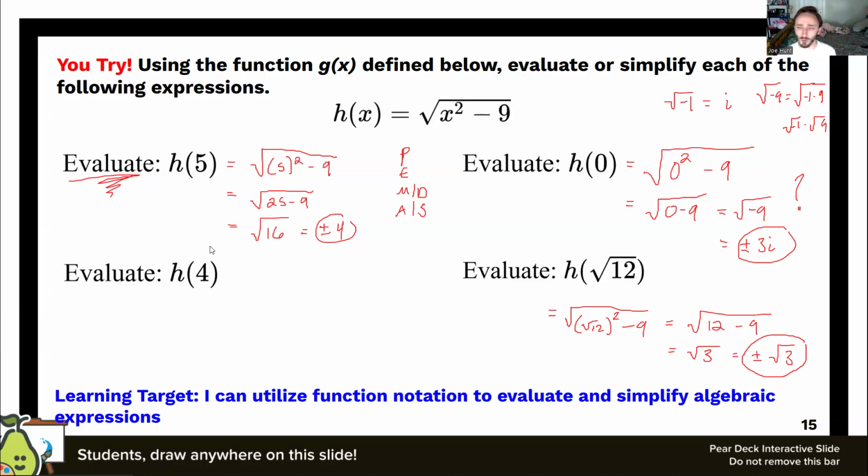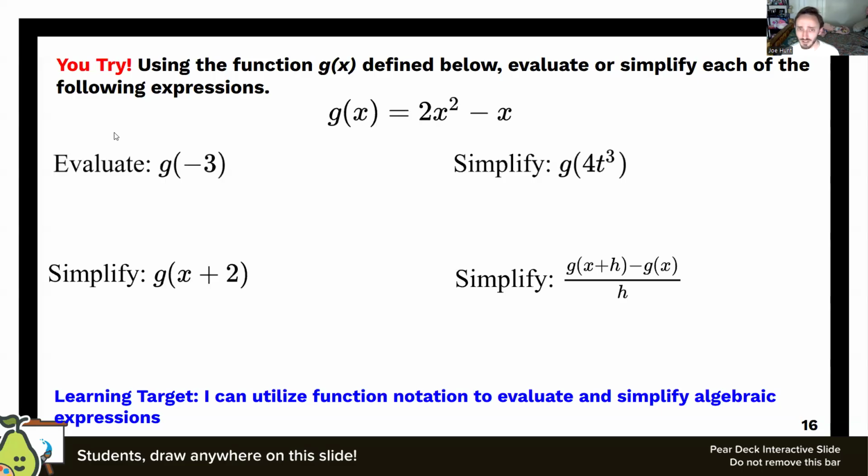For something like h of 4, it's the same process. Plug in the 4, you get 16. 16 minus 9 in that case is 7. So you take the square root of 7, which is irrational, and your answer is plus or minus root 7. So no surprises there as far as that last one.